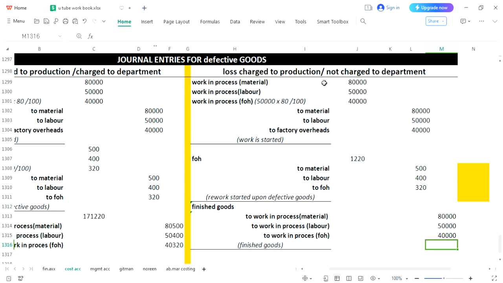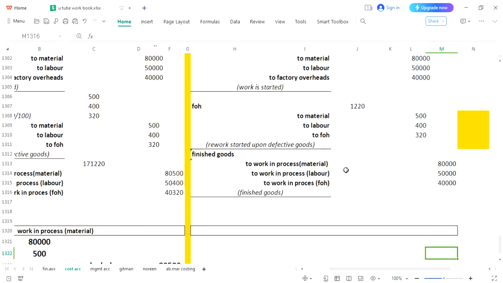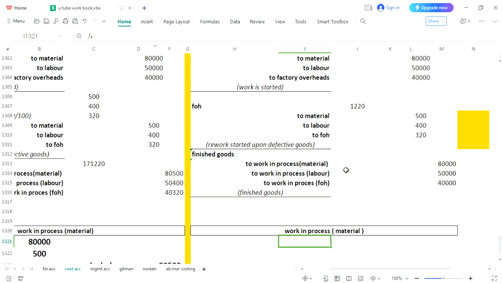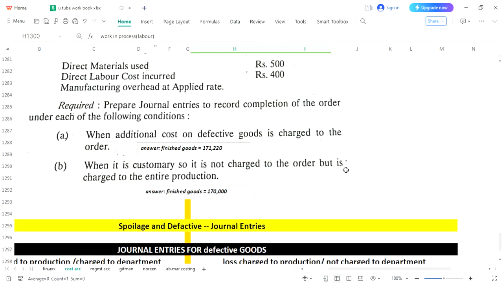The first entry's amount would directly be posted over here. Why? Because there is no other amount present of work in process. But the logic, if someone wants to understand, we will make only one ledger: work in process. I am willing to tell you why we have written only the first amount. The work in process material ledger we are making, and we will see where work in process material is present in our question.